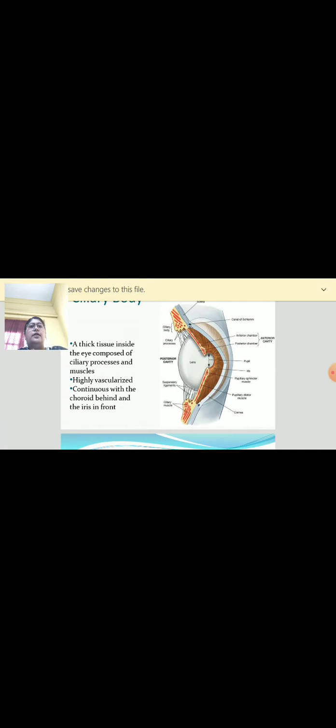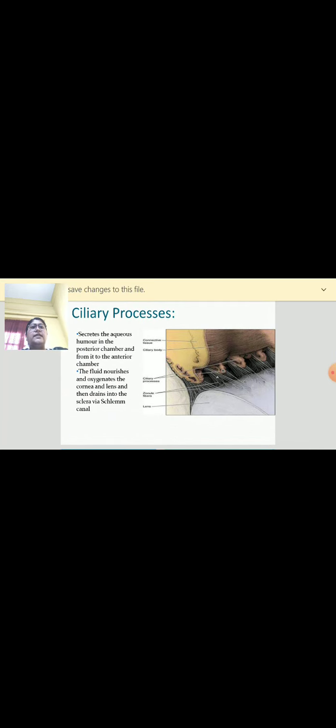Now middle part of the uvea contains the ciliary body. It is a highly vascularized tissue. It is composed of ciliary processes and muscles. It is continuous with the choroid behind and the iris in front. Now ciliary process, you can see finger like projections here. These are the ciliary processes. They secrete the aqueous humor in the posterior chamber, which goes to the anterior chamber, and it nourishes and oxygenates the cornea and the lens.